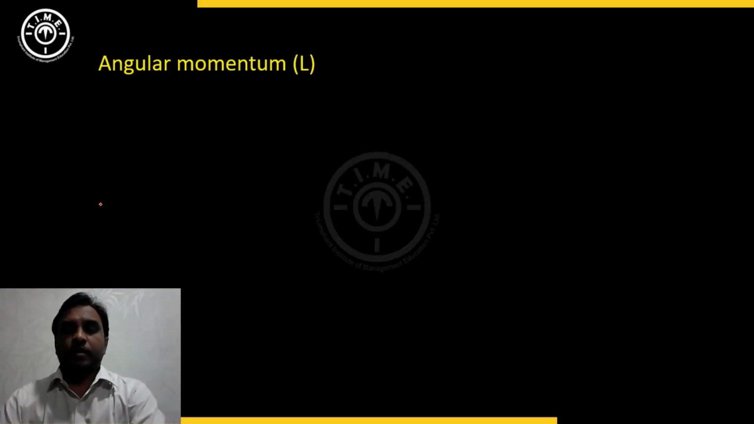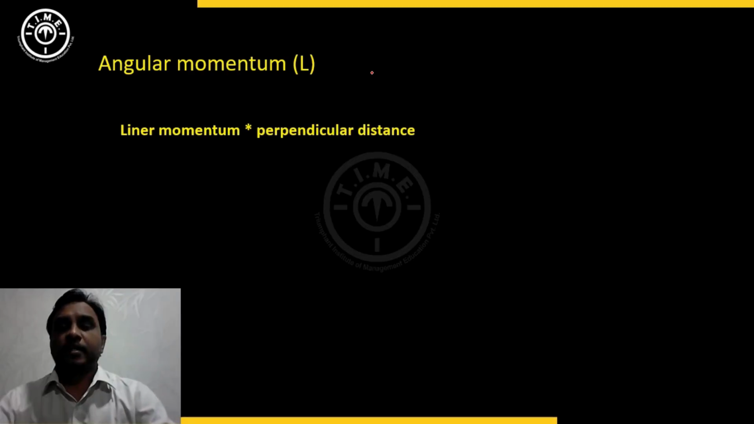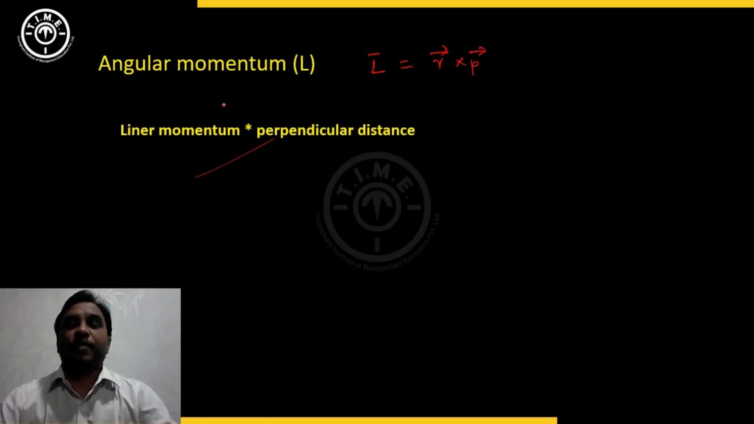Angular momentum is the perpendicular distance multiplied by the linear momentum. Simply you can write L bar is equal to r bar cross p bar. This is the definition of angular momentum. It's the linear momentum multiplied by the perpendicular distance.